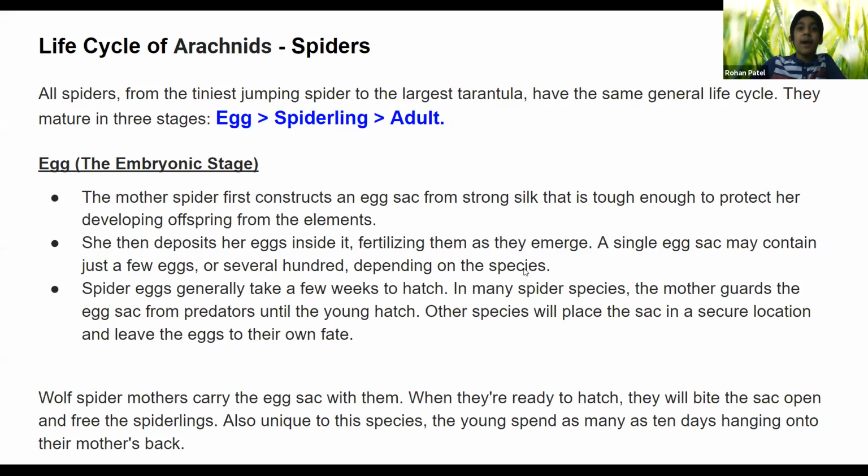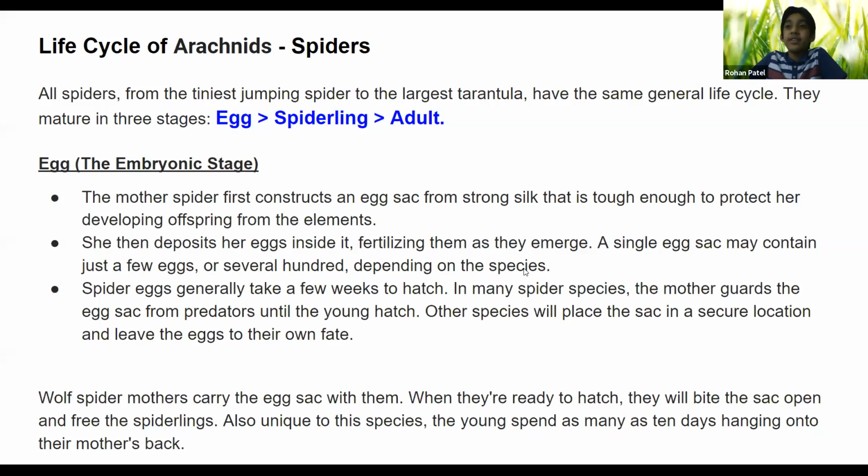The mother spider first constructs an egg sac from strong silk that is tough enough to protect her developing offspring from the elements of nature, which include, for example, in the desert, the winds, which can blow desert sand, so sandstorms, and then, for example, in the rainforest, the rain, and other creatures that might attack it. She deposits her eggs inside it, fertilizing them as they emerge.